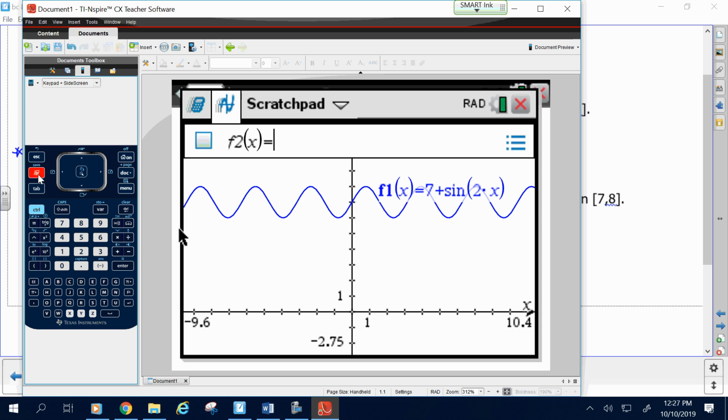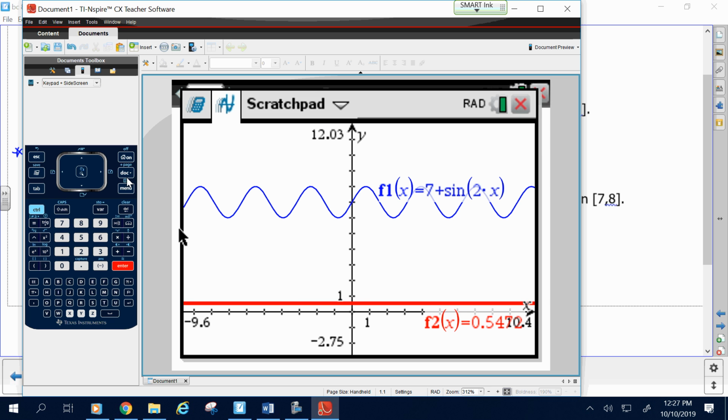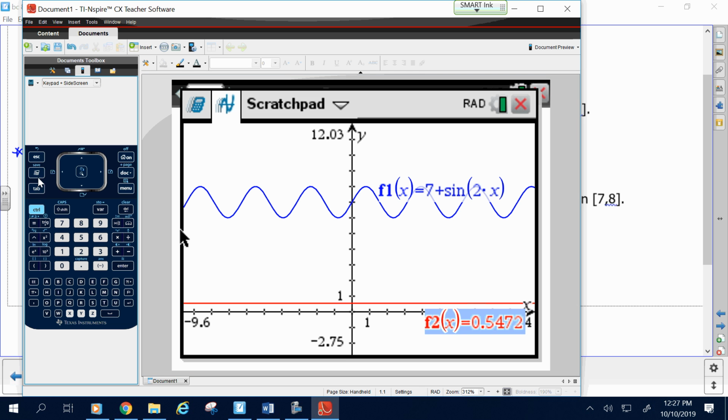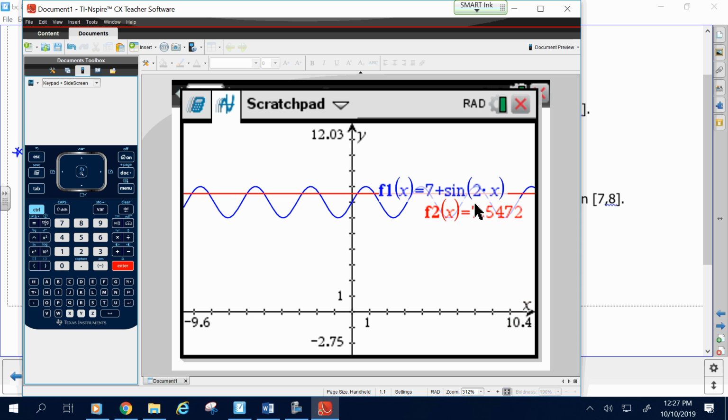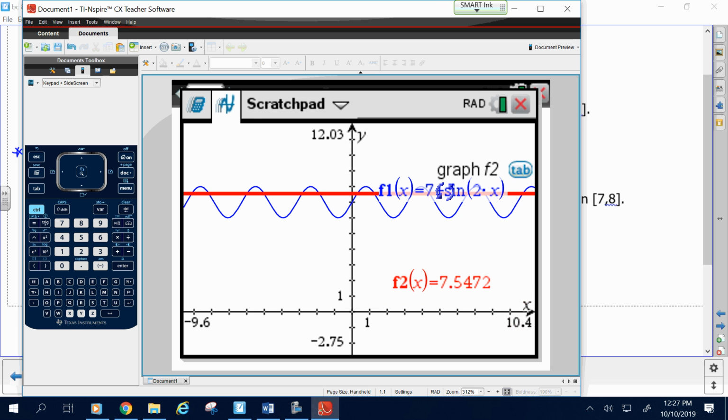Let's graph it, and graph 0.5472 and, oops, 7.5472, the average value. Yeah, we need the average. My bad. Thank you. Find the average value, graph the average value. And now let's either set our window to 7 and 8 or... I didn't mean to do that. No, that's not right. Yeah, there you go. That's pretty close.